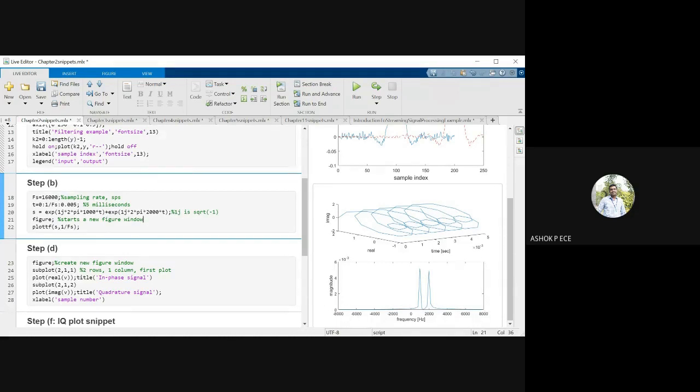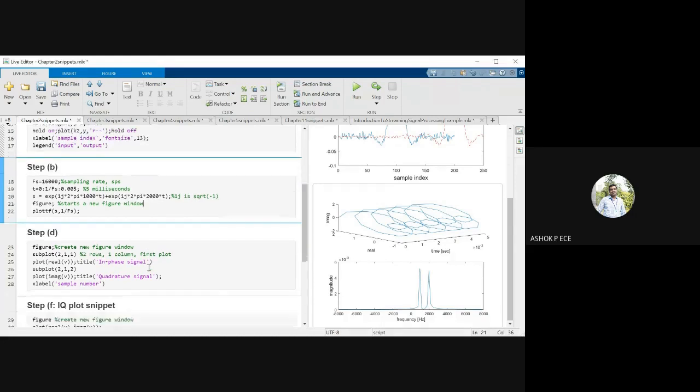In the Fourier transform, whenever you do Fourier series, you will be finding the magnitude spectrum and phase spectrum, right? So what we have got is the magnitude spectrum. You get two beautiful peaks at 1K and 2K. Okay, so this is what I wanted to demonstrate.